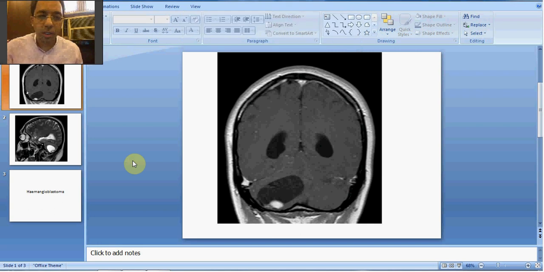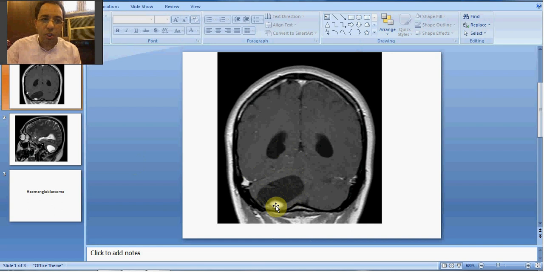Now we'll discuss a brain tumor today, and in front of you now you have an MRI image. This MRI image is a T1 weighted post gadolinium MRI image. A coronal section has been provided to you, and we can see a hypointense, a dark area which is predominantly cystic in the right cerebellar hemisphere, which is showing an enhancing mural nodule. Now, what do you think is the differential diagnosis?